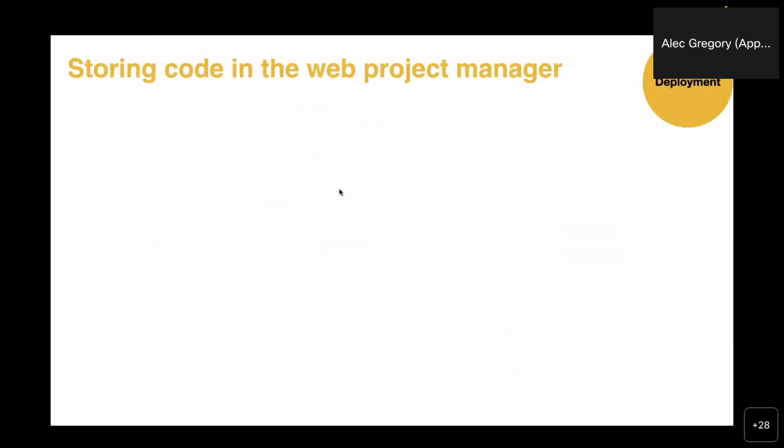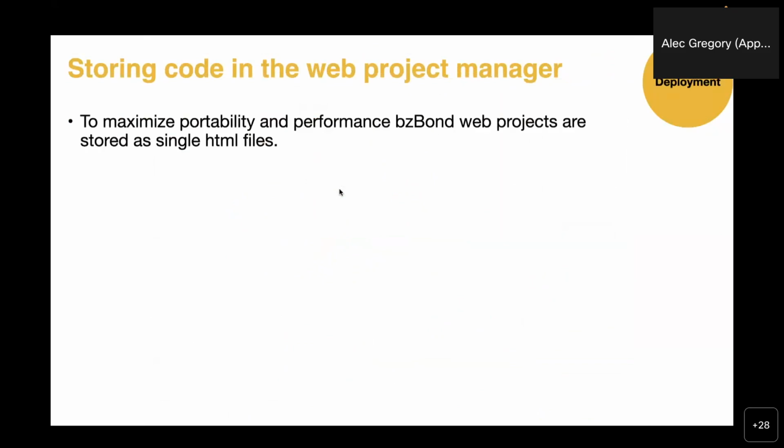Okay, finally, let's handle deployment. This is how you store and deploy code. Again, this is a topic that is best covered in the documentation. I just want to give a sense of it here. The philosophy behind how code is stored in the web project manager is that portability, including offline functionality, and performance are the key principles. To support those principles, all the bzBond web projects are stored as single HTML files. So all of your web code just gets squished down into a single file.